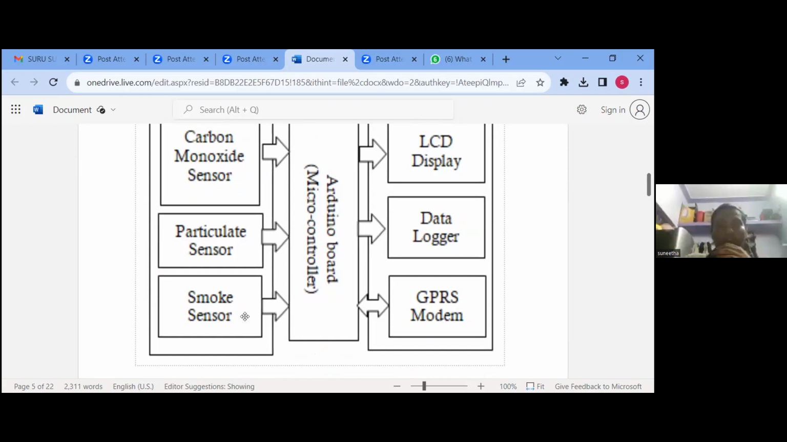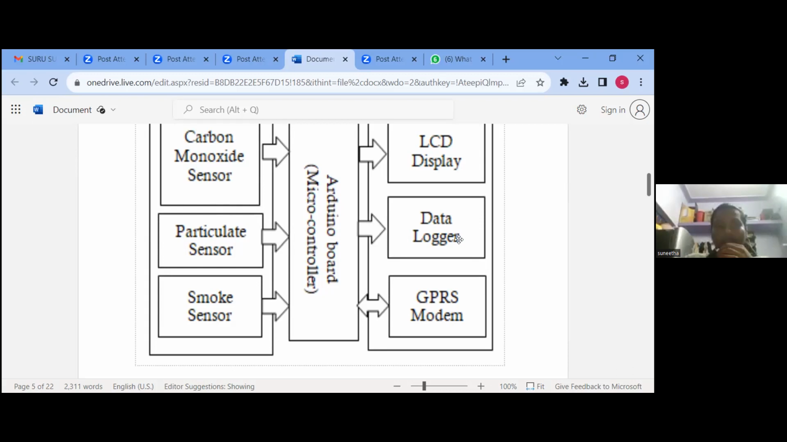And if you want to detect smoke, we can use a smoke sensor. Not only these three types, there are many toxic gases present in the air, like ozone, carbon monoxide, and sulfur dioxide. These can all be measured by different sensors. And this input can be given to the Arduino. Arduino processes this data and gives output to the LCD display, like what level of air pollution can be displayed on the LCD display.